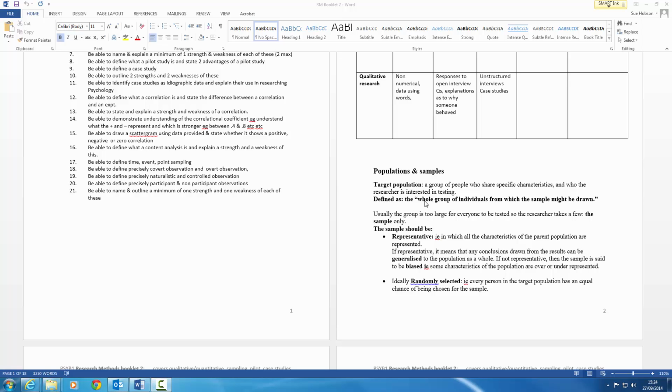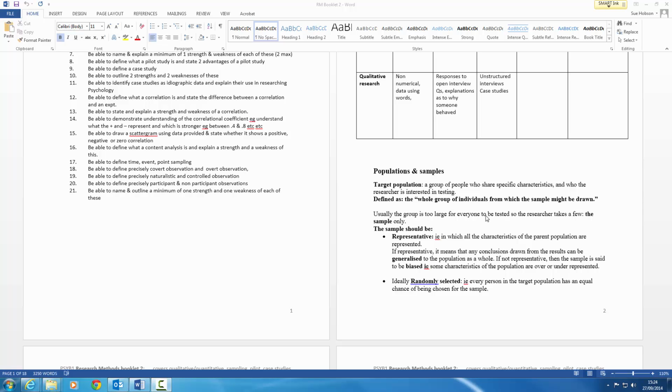Target population is the whole group of individuals from which the sample is drawn. Okay, so the whole group from which the sample is drawn. So if you're using family and college students, we would be saying students at Fram College is our target population, and we would take a sample of students from there. Okay, so target population would be all the pupils from family and college.